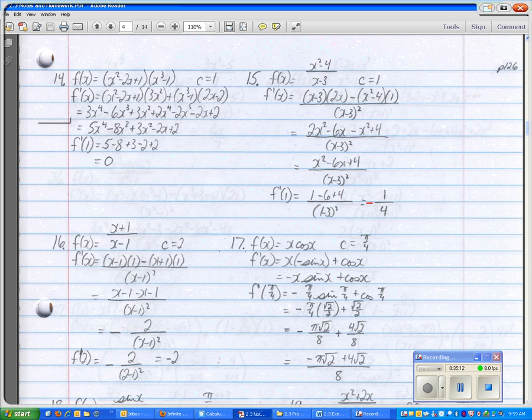Did that help? Yeah. So just apply. This is an f of x. What is that? That's f prime of x. So f prime of 1, you go to f prime and put in 1s.